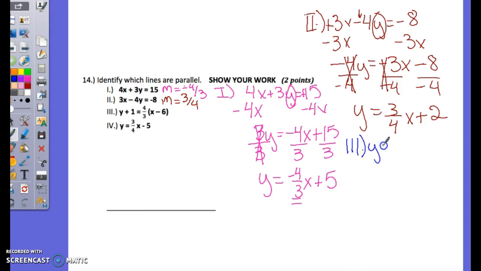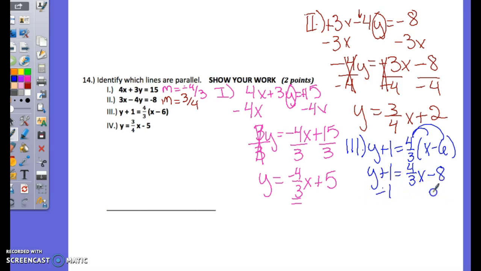For 3, you have y plus 1 equals 4 thirds times x minus 6. So we have to distribute, and you get y plus 1 equals 4 thirds x. 4 times 6 is 24. 24 divided by 3 is 8, so it's minus 8. Subtract 1, subtract 1. Y equals 4 thirds x minus 9. So here my slope is positive 4 thirds.